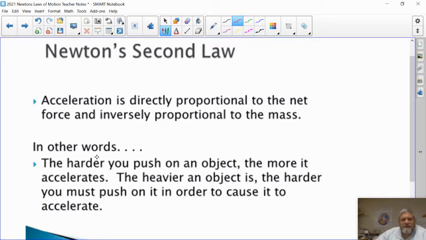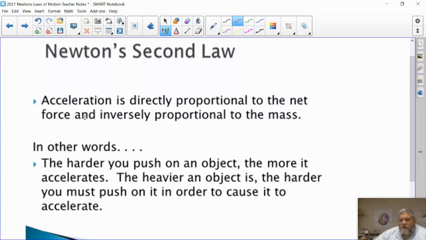Newton's first law basically says that an object does not accelerate unless there's an unbalanced force. Now Newton's second law tells us what that acceleration is going to be based on that unbalanced force. So the acceleration is directly proportional to the net force, or the unbalanced force, and inversely proportional to the mass. In other words, if I double the force, I double the acceleration. But if I double the mass, I'm going to cut the acceleration in half, which makes sense because the more mass something has, the harder it is to move.